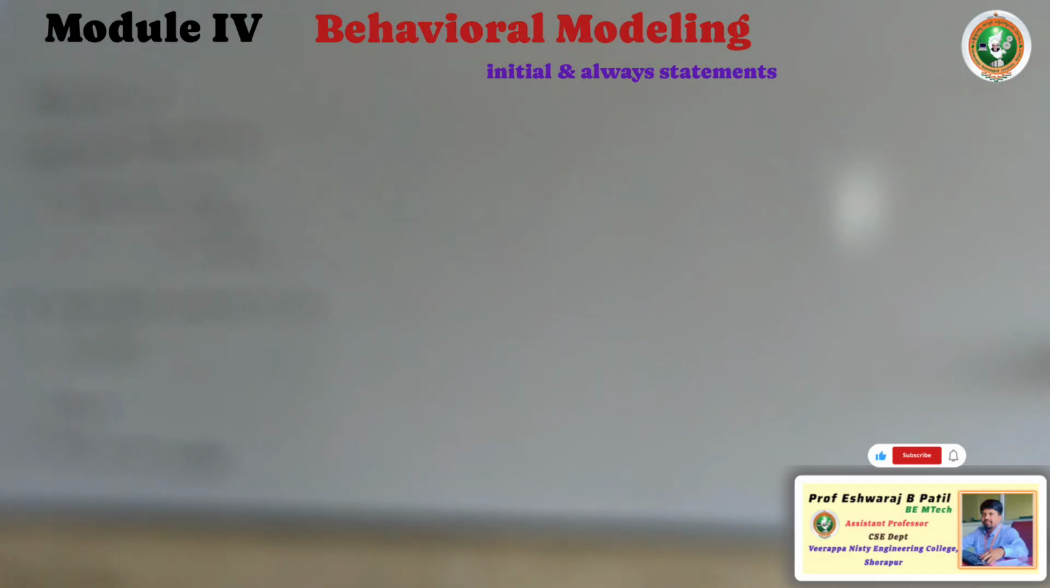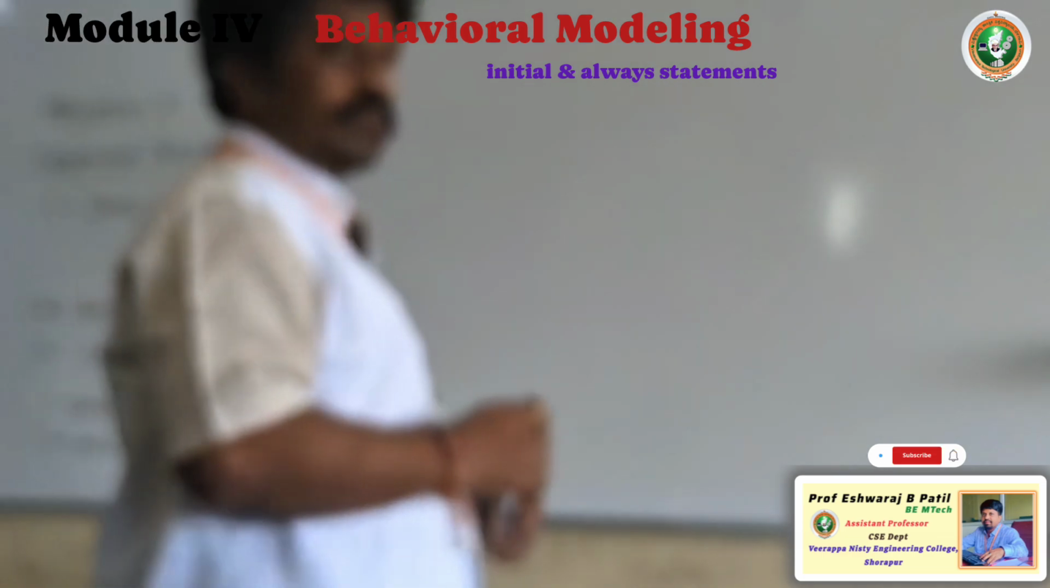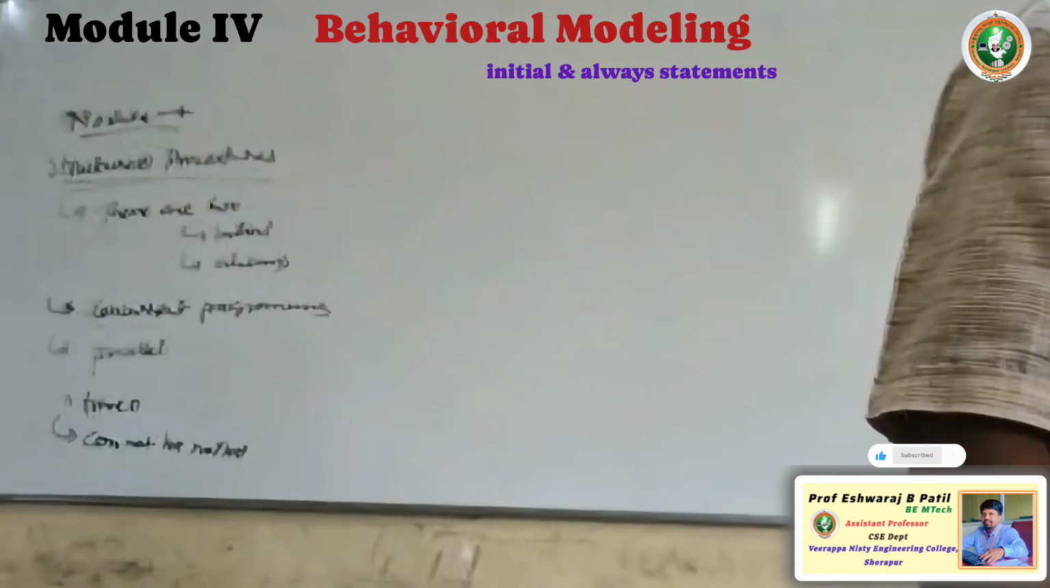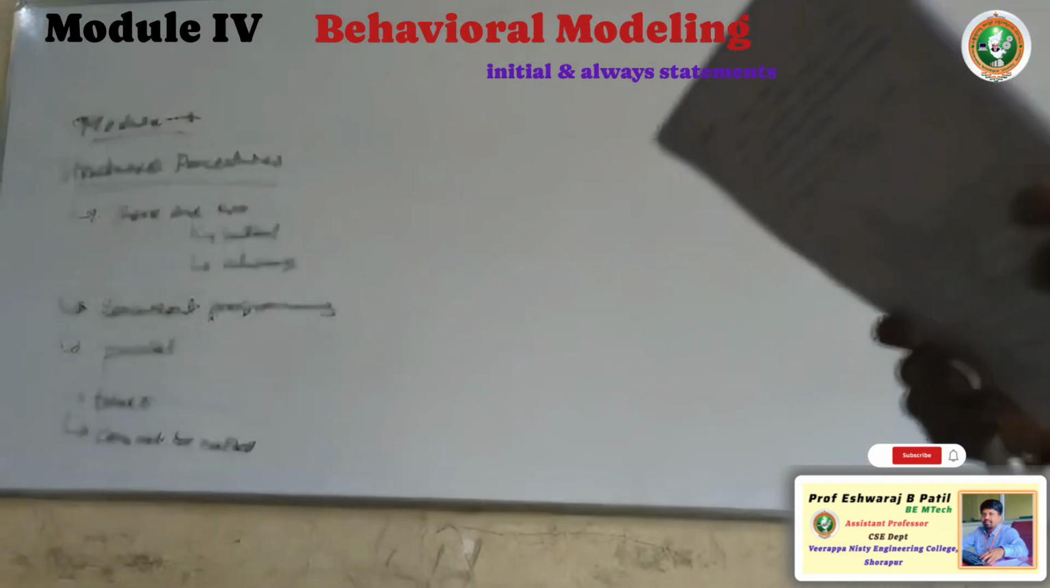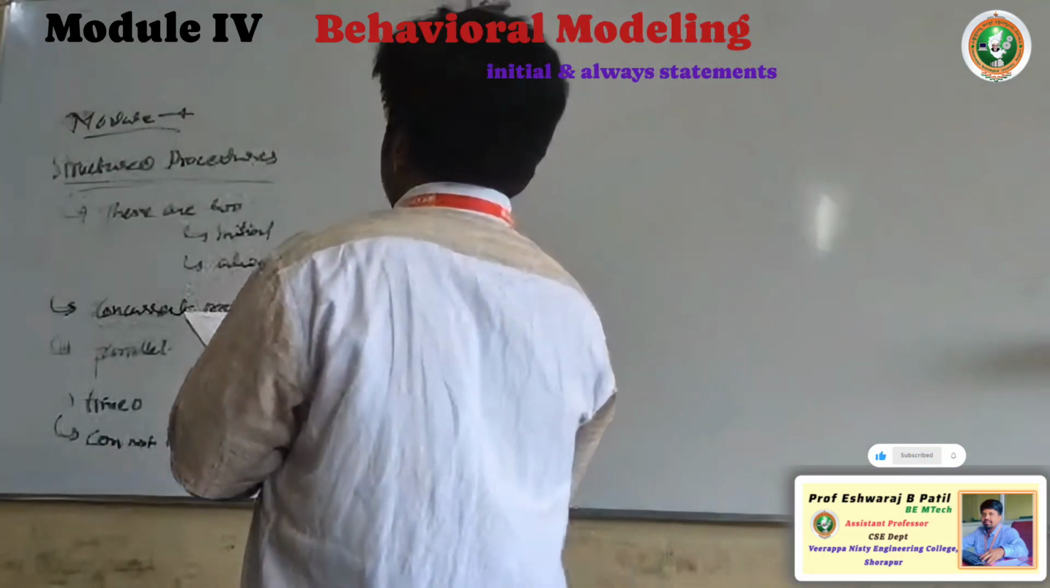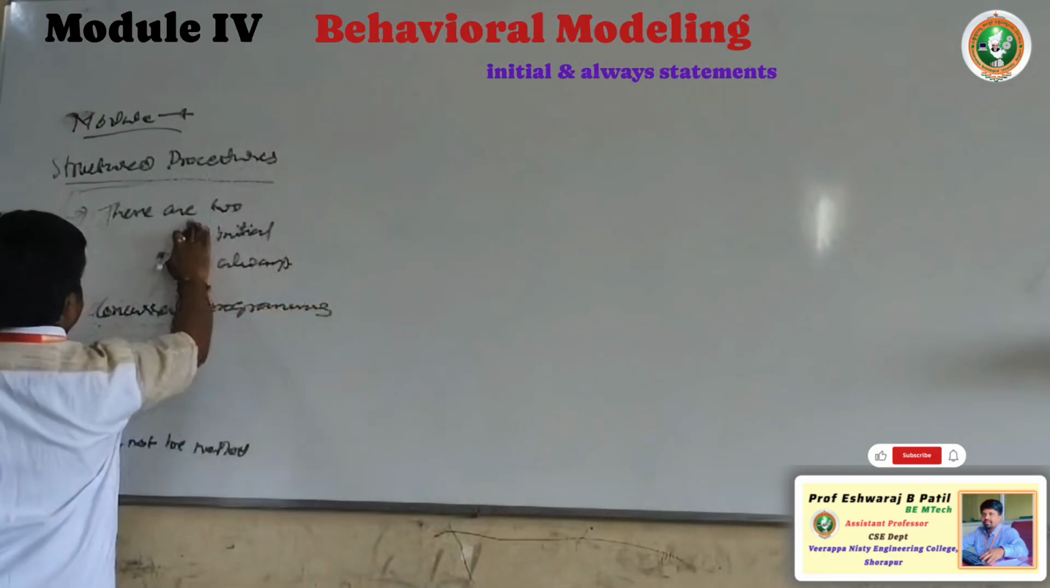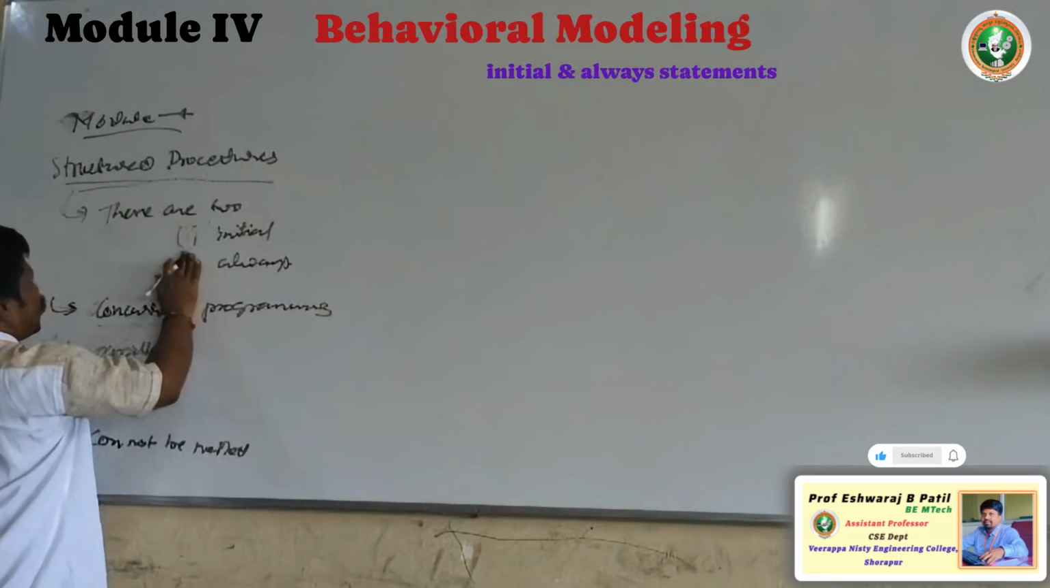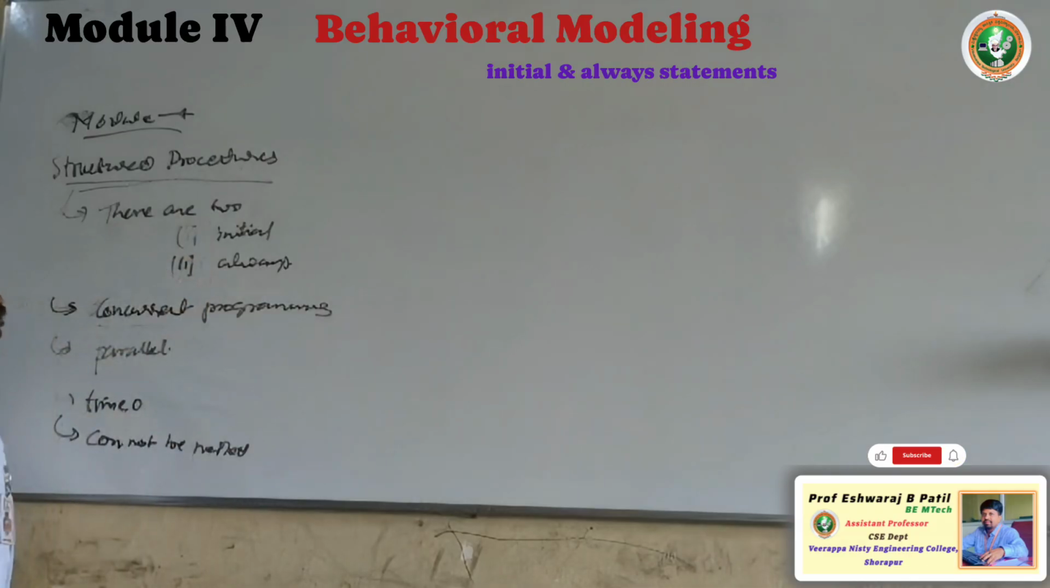There are two structured procedure statements in Verilog HDL. The first one is called initial. The second one is called always.